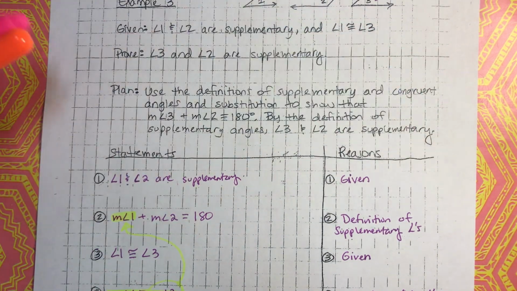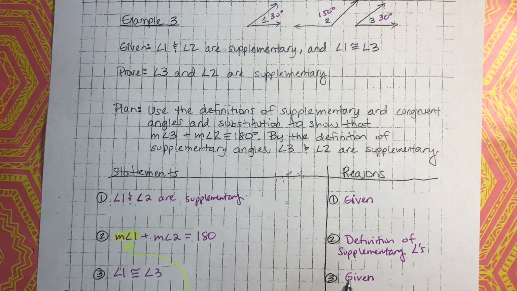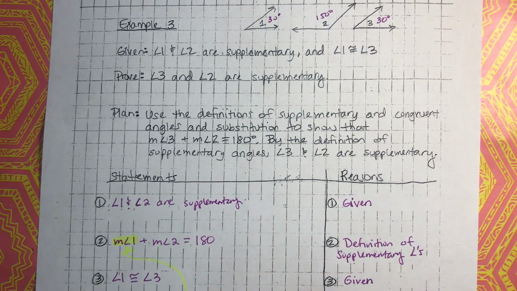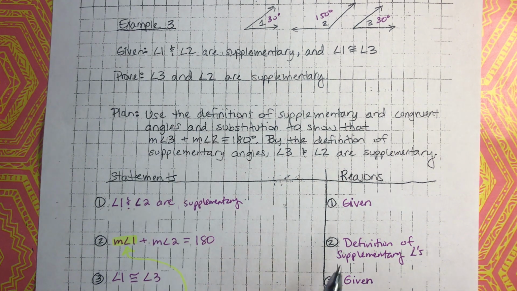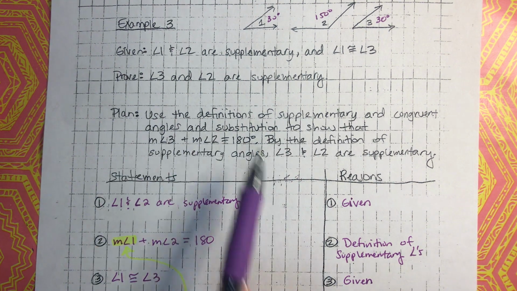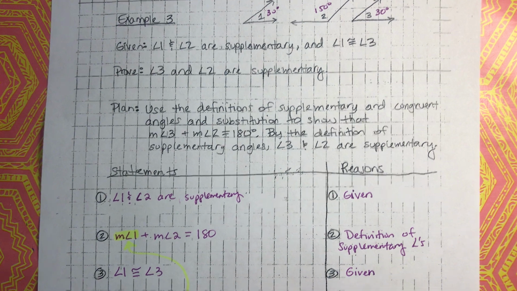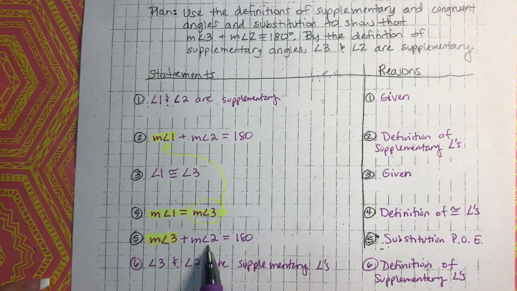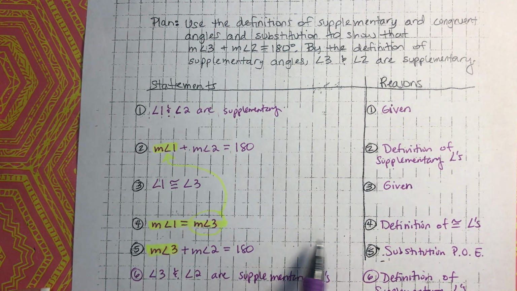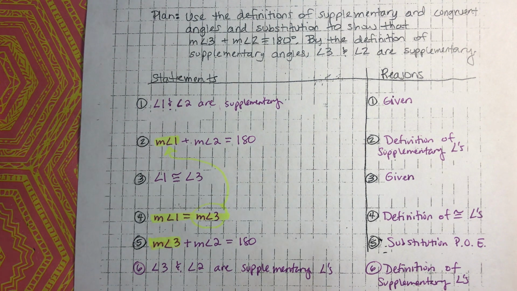Okay, so if we look at the plan, it says use the definitions of supplementary angles, which we did, and congruent angles. So we had the definition of congruent angles. So use the definition of supplementary angles and the definition of congruent angles and substitution, which is what we just did, to show that the measure of angle 3 plus the measure of angle 2 equals 180. And then by the definition of supplementary angles, you can say, which is what we did there, angle 3 and angle 2 are supplementary angles.